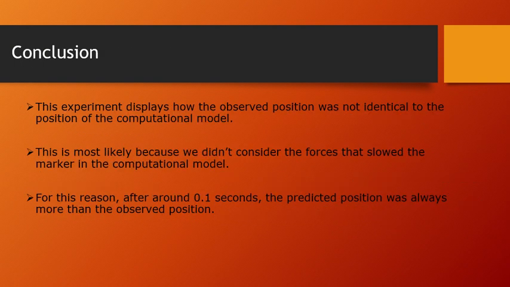We can conclude that the observed position was not identical to the position of the computational model because we did not consider the forces that slow the marker down in the model, such as friction or air resistance. For this reason, after around 0.1 seconds, the predicted position was always more than the observed position.